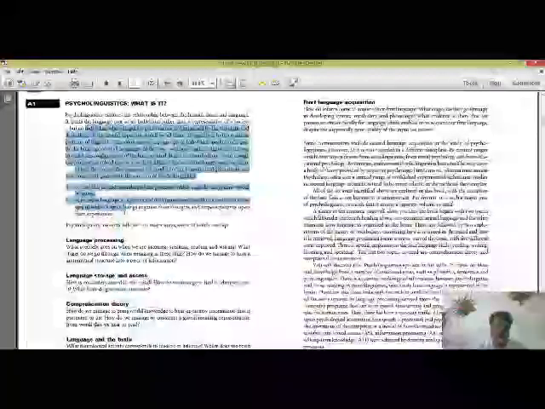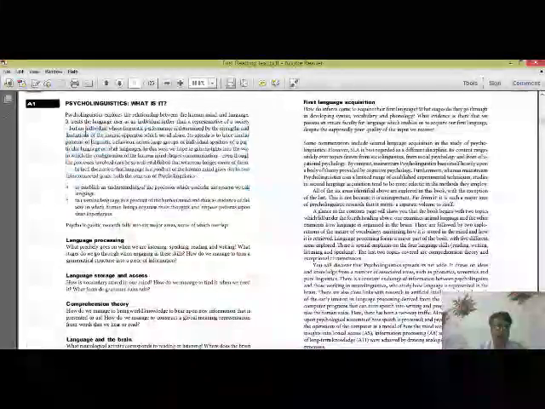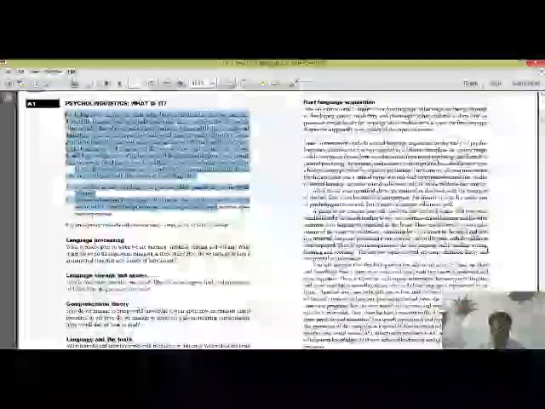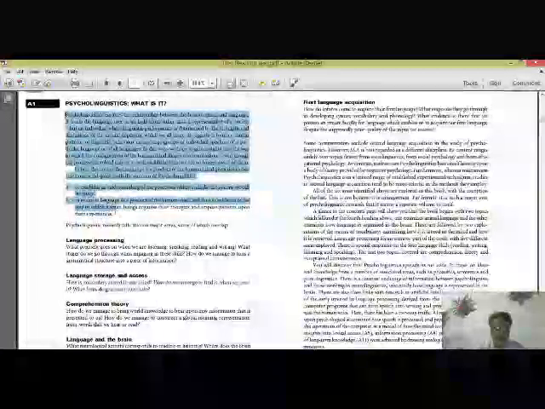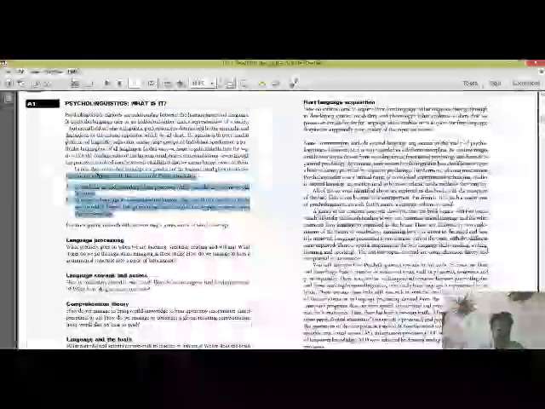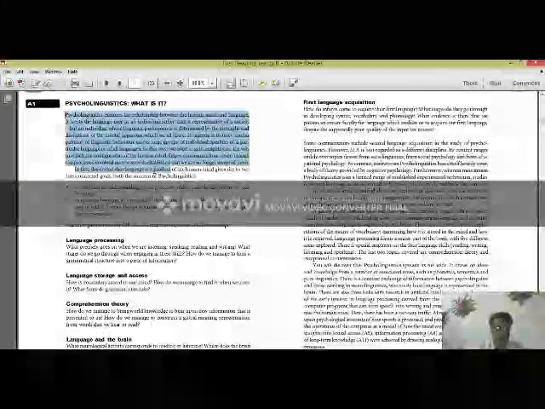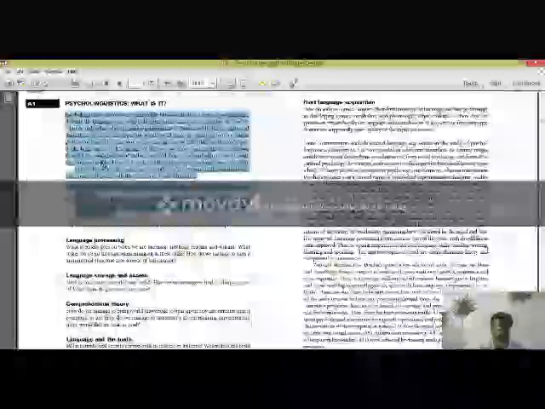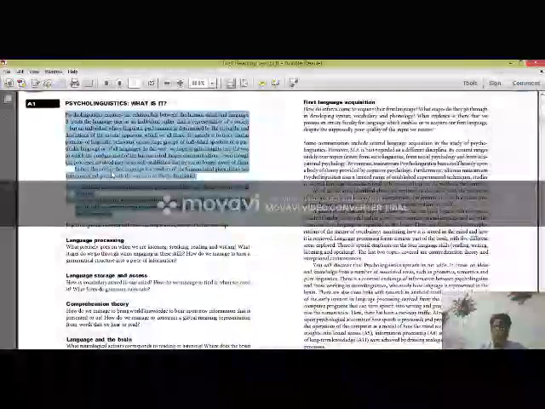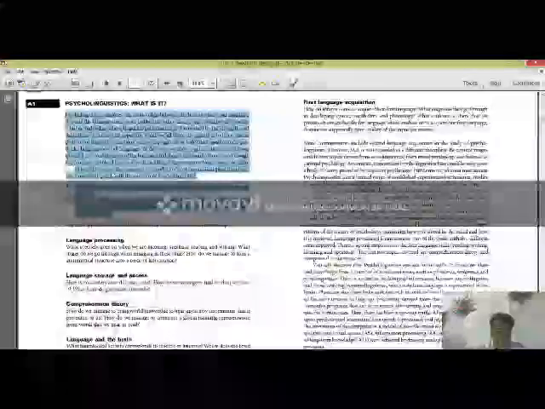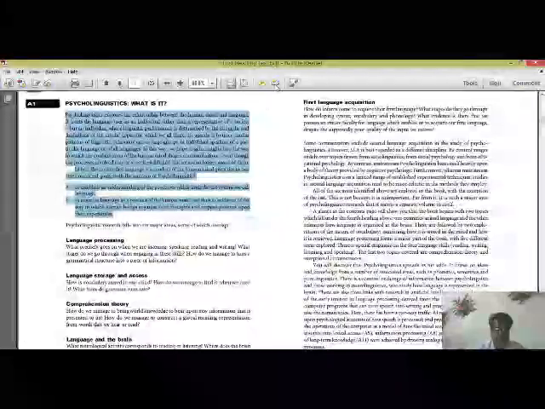Let me highlight it for you all. When you are working on a computer sometimes, I just highlighted it, but I don't know what happened to it.